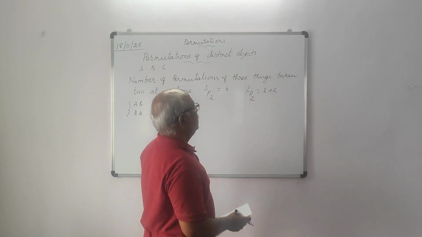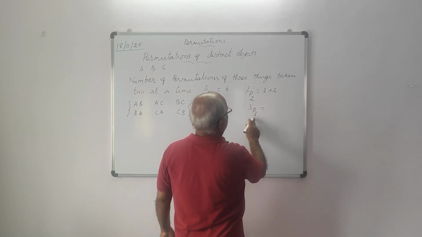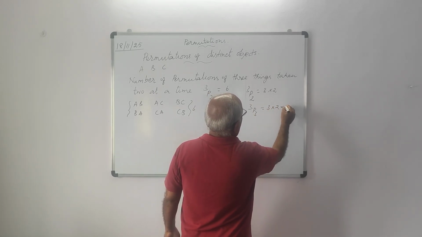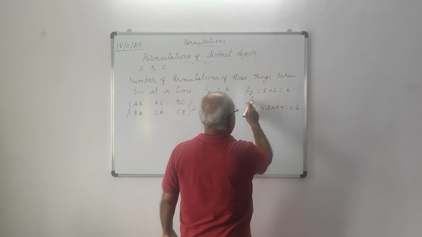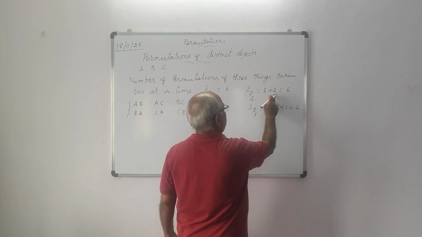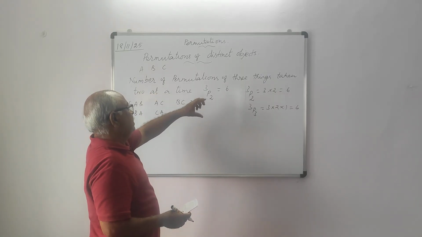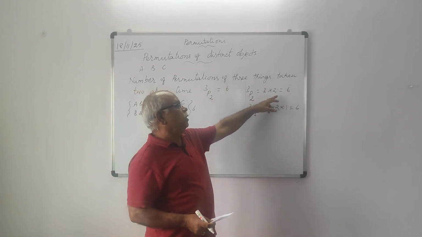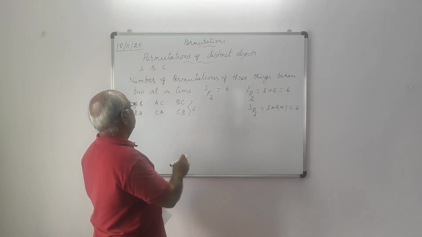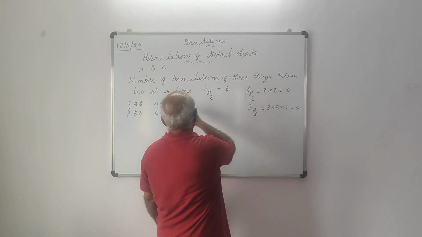Similarly, 3P3, you get 3 here. Therefore, 3 numbers you have to reduce from 3: 3 into 2 into 1. That's why you get 6 here. Here also you get 6, but 2 things you have to arrange. See, like that, 3P3 and 3P2: the number of arrangements are the same, but the arrangement is different.